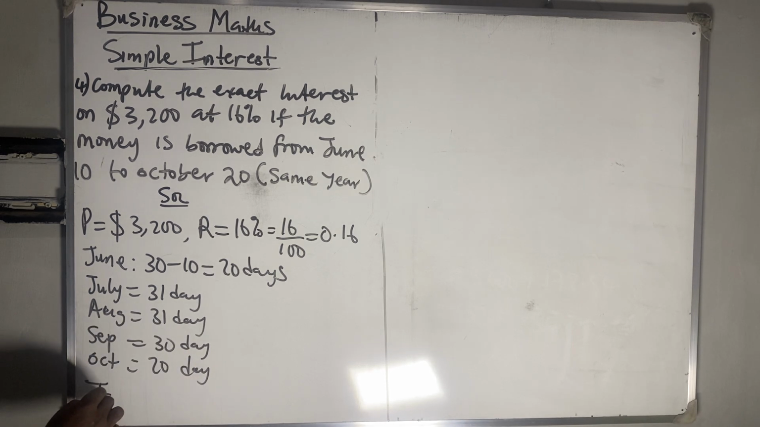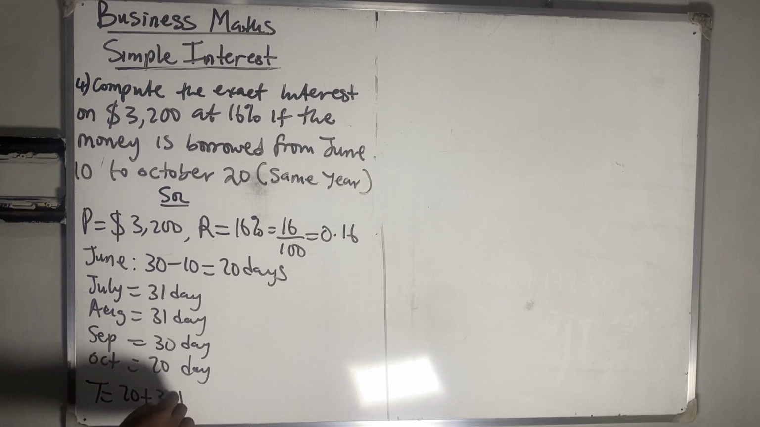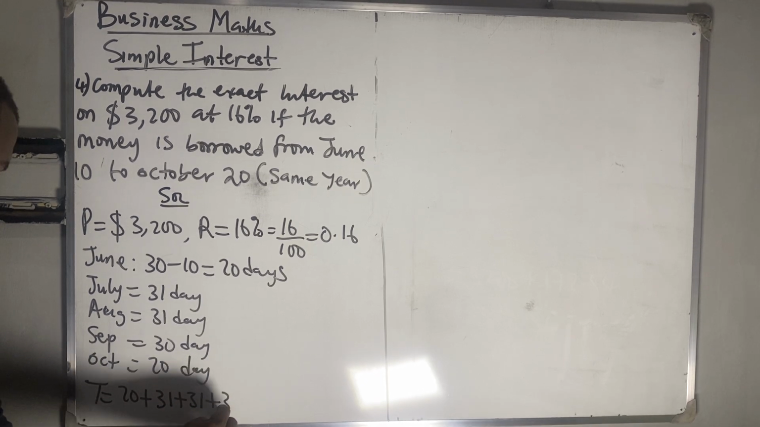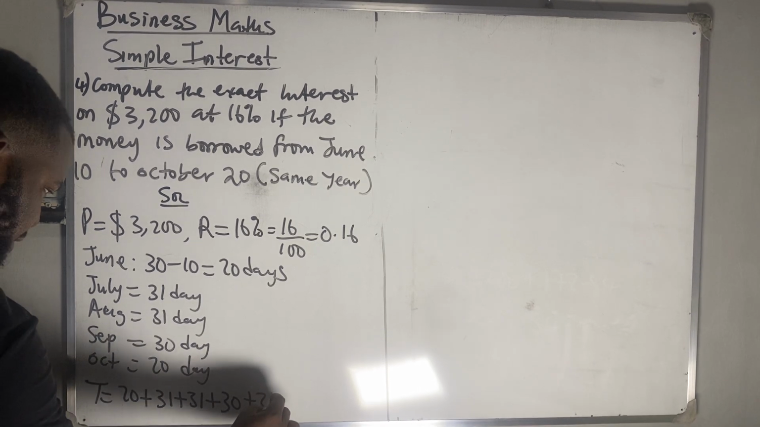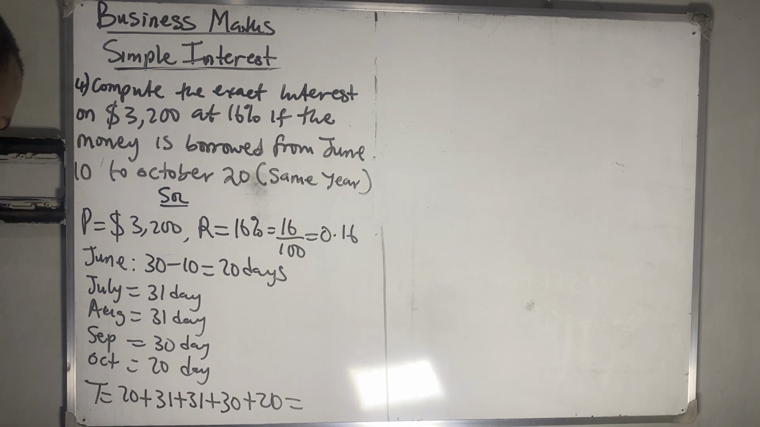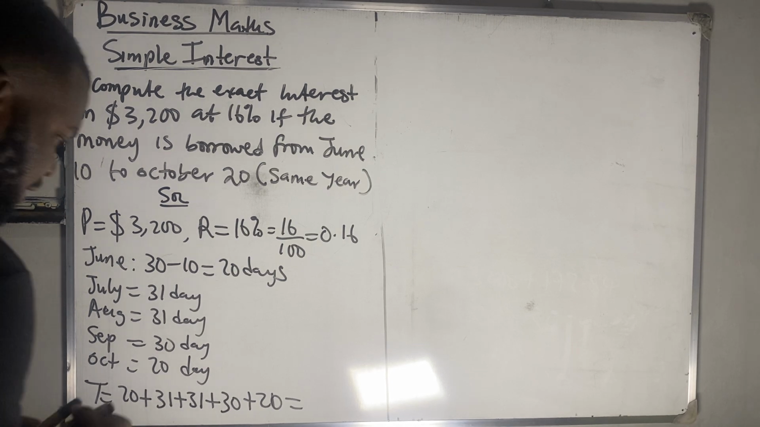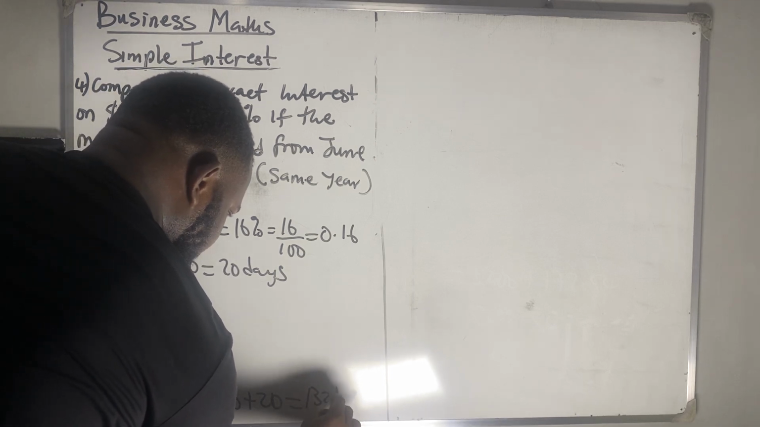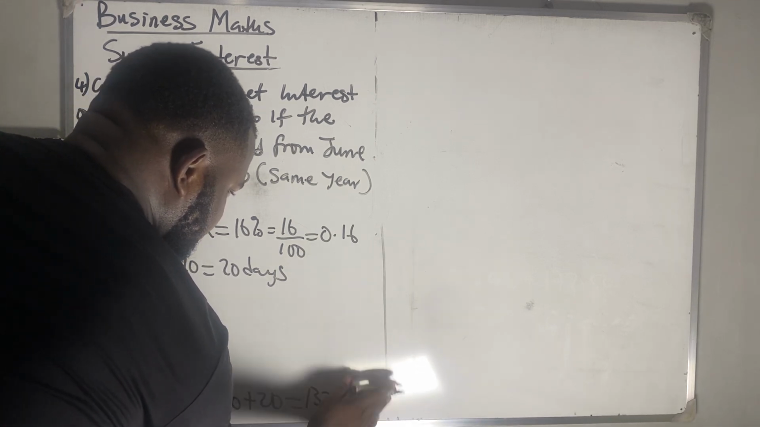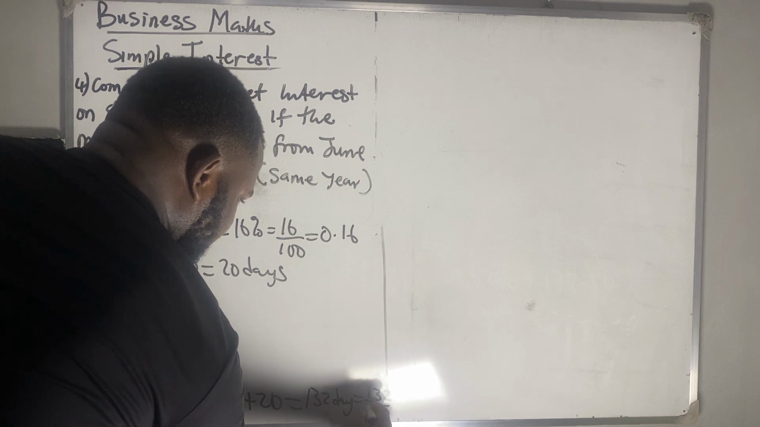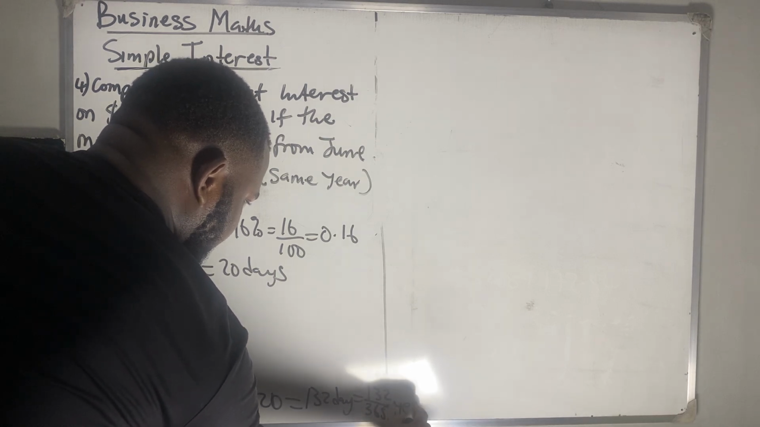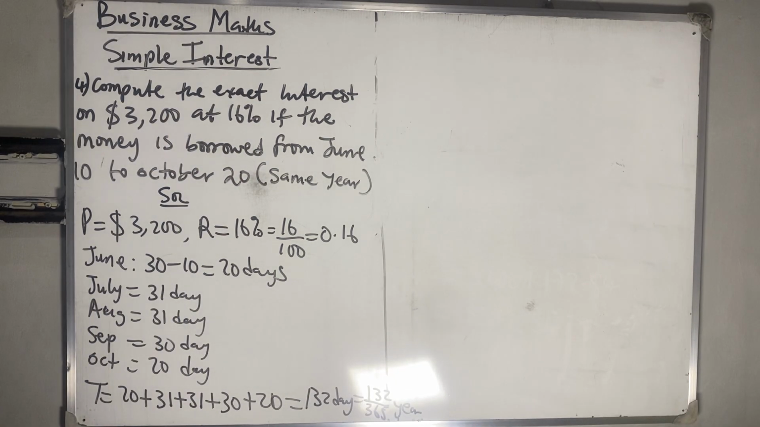So to calculate our time, we're going to have 20 plus 31 plus 31 plus 30 plus 20. If you add everything, I have 132 days. And 132 days is 132 over 365 to convert it to years. I told you, you must convert it to years.